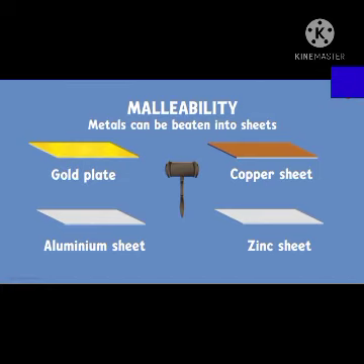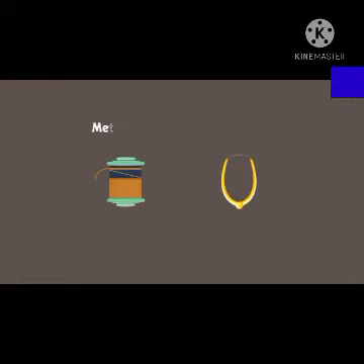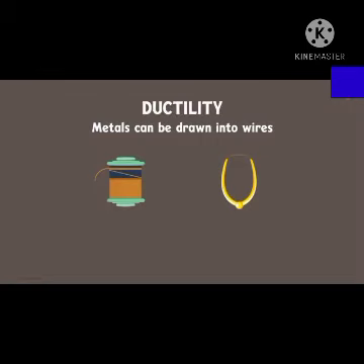Do you know another important property of metals? Have you ever seen a copper wire or a thin gold wire used to make jewelry? Metals by nature can also be drawn into wire. Do you have any clue what this property is called? It's called ductility of metal. The ability of a metal to be drawn into wire is called ductility.